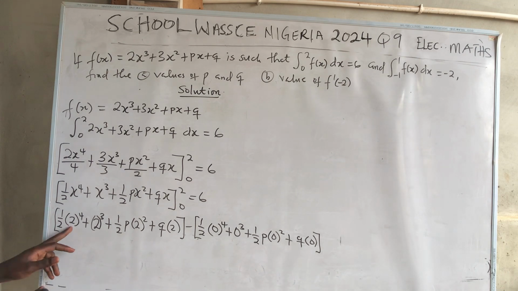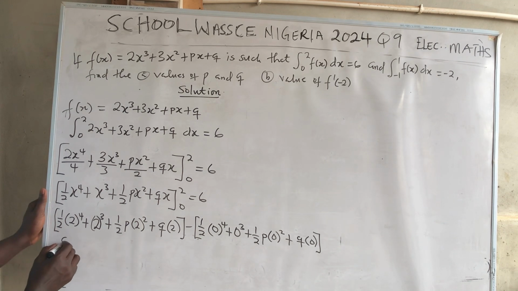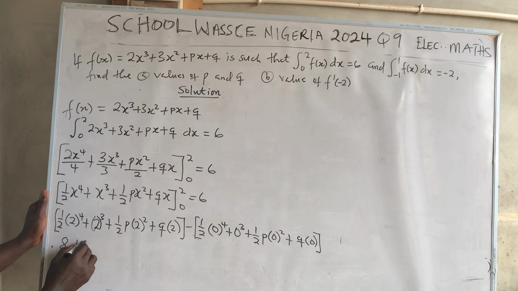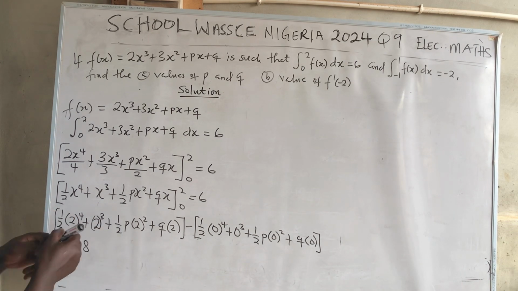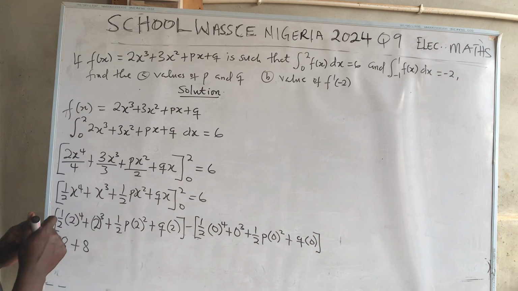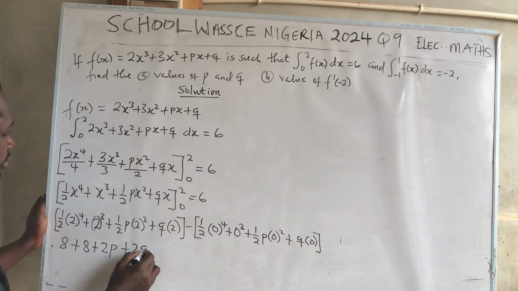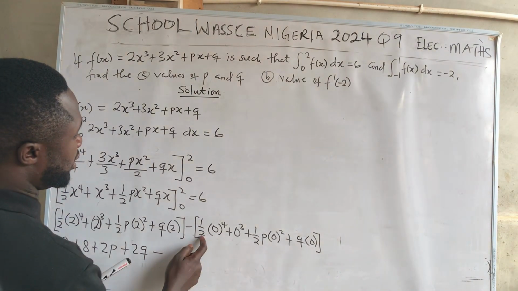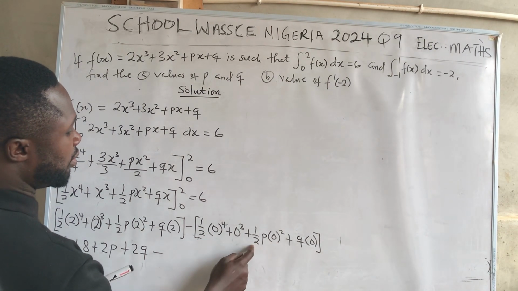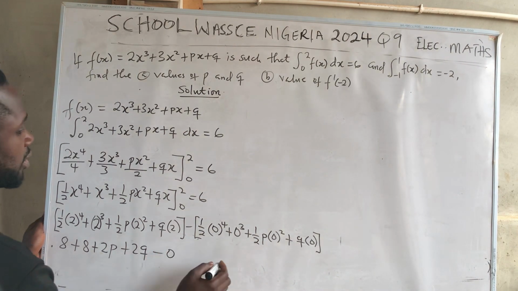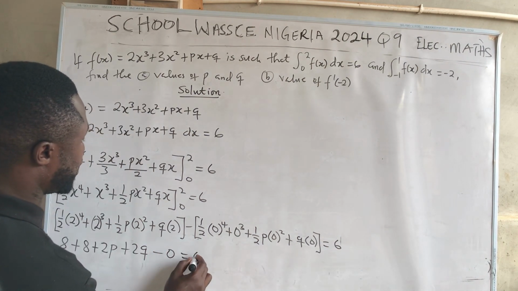Alright, then we know that 2 exponent 4 will give us 16, and half of 16 is going to be what? 16 times 1 over 2 will give us 8. So here 8, plus 2 exponent 3 will give us 8. And then here too, we have 2 exponent 2 to be 4. Half of 4 is 2, so we have 2p, plus then 2q. So we have this minus, alright, so here will give us 0. 0 times anything will give us 0, and this is 0. So minus 0. So this is equal to 6. So let me bring that equal to 6.